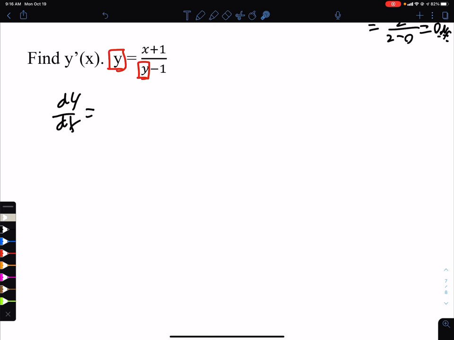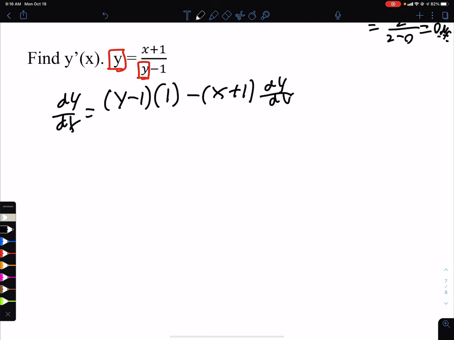So the left side's pretty easy. What's the derivative of that side? By definition, dy/dx. You learned that very early on. So here we have to do low d high. Low d high is just 1, because derivative of that's 1, derivative of that's 0, so just 1, minus high d low. The derivative of that's 0, but the derivative of y is dy/dx, over low squared.